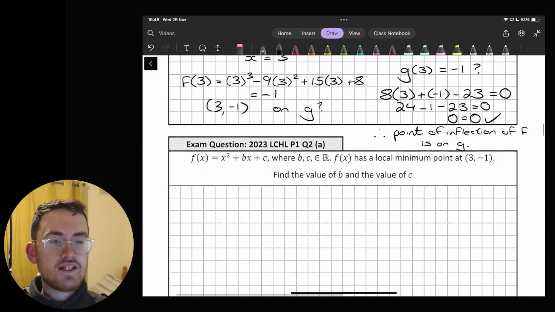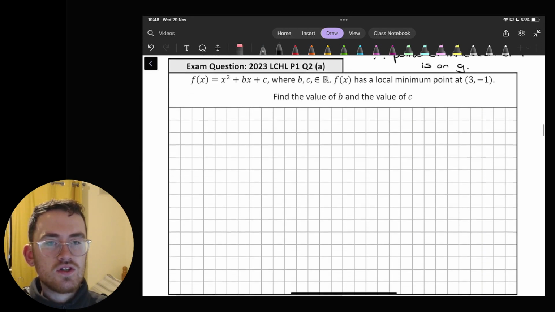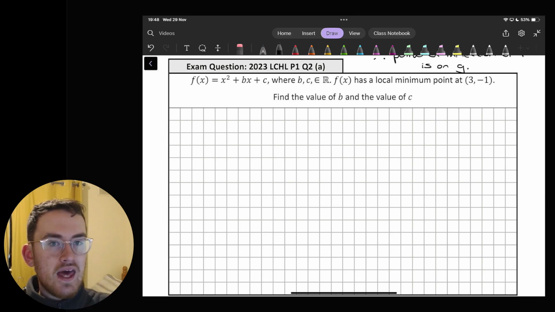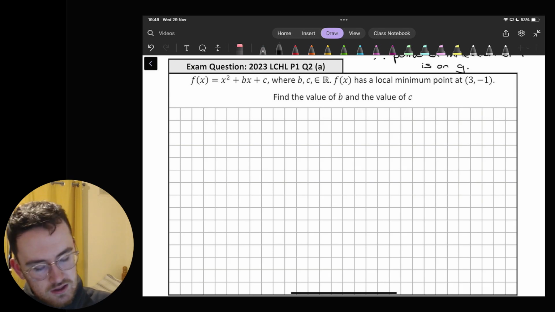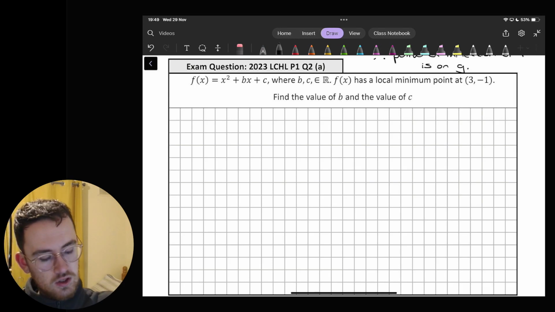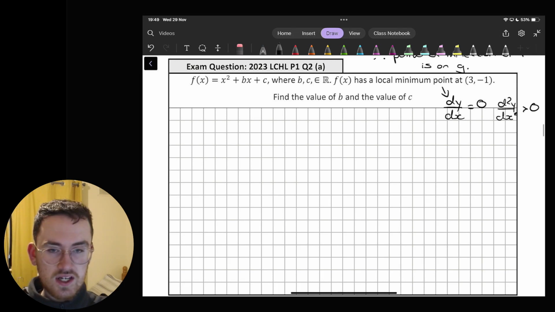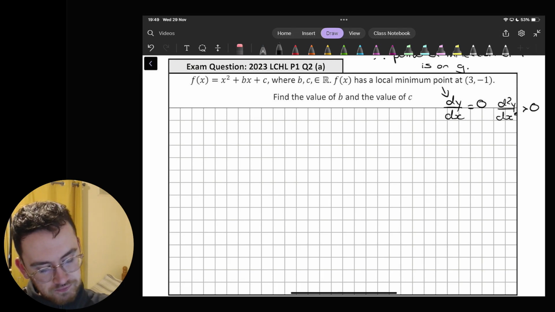Okay, let's look at one last question, I suppose. An exam question here, 2023, and again, we're looking at local maximum, local minimum points. We're given the local minimum point, and we need to find the value of b and the value of c. So we need to have a little think about what we know about local minimum. Local minimum means dy/dx equals 0. It means second derivative is positive. Those are the two things we have at the minute.